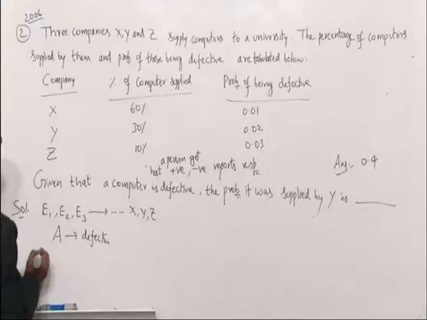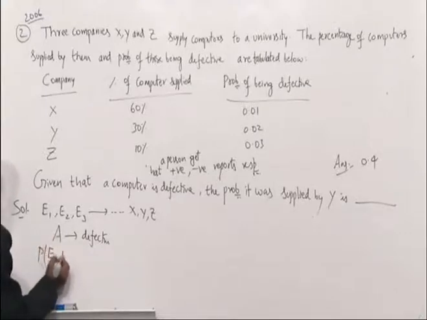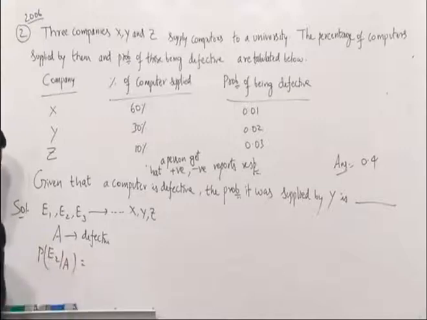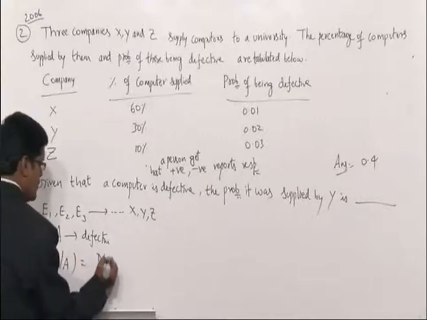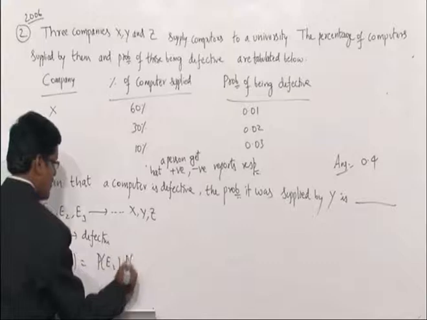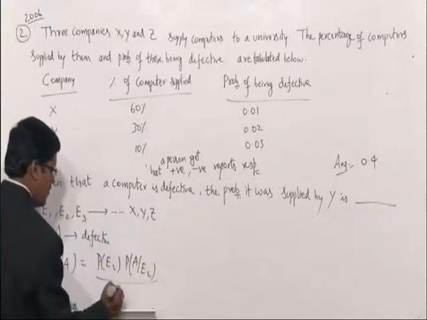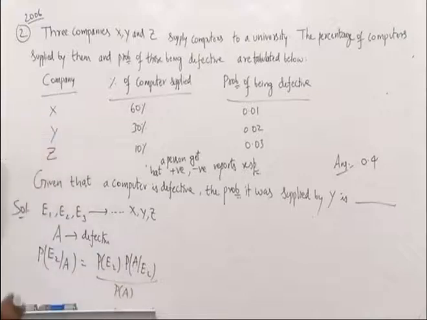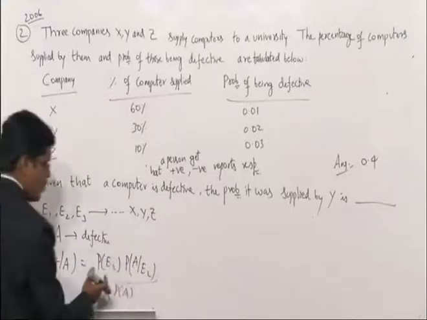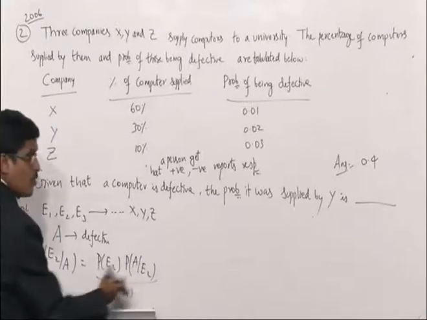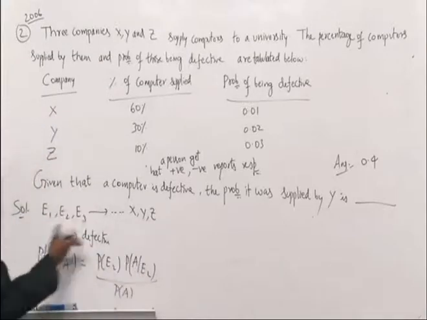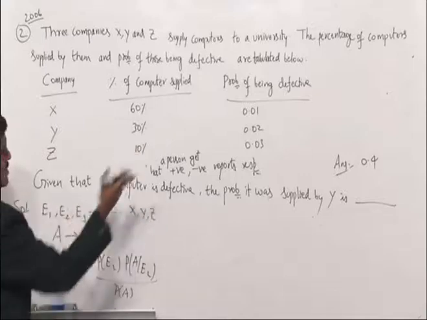Now what we require here? P of E2 given A. P of E2 into P of A given E2 divided by P of A. What is P of A? Bayes theorem. Using Bayes theorem, that is the denominator. I am not writing i equal to 1, 2, 3, all these things. Just with this hints and that answer you please check.